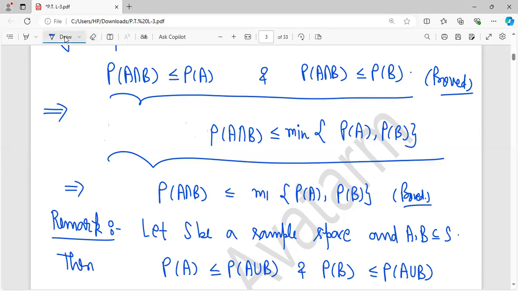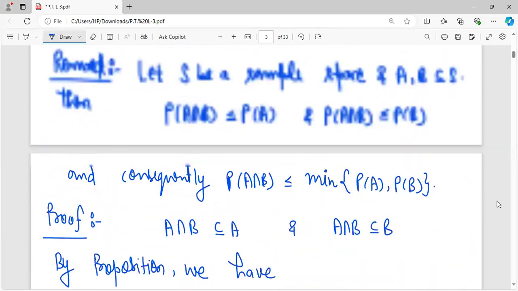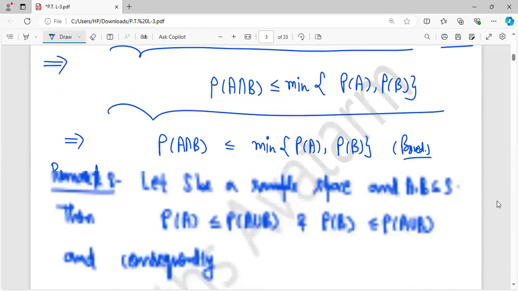So minimum. Okay. Minimum here. Okay. Now we are going to prove next.